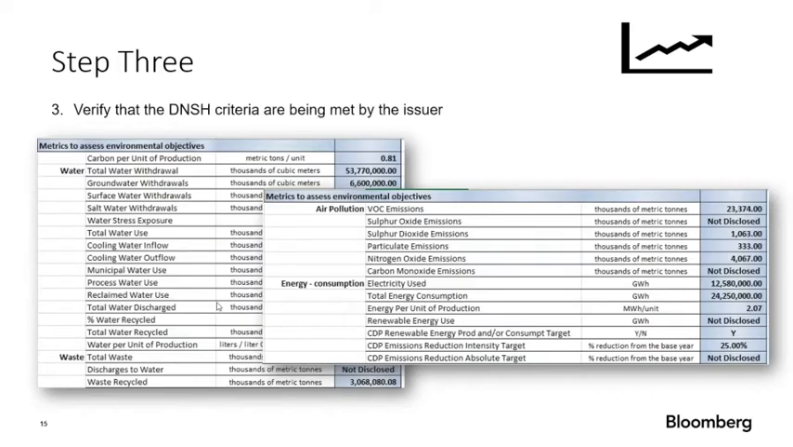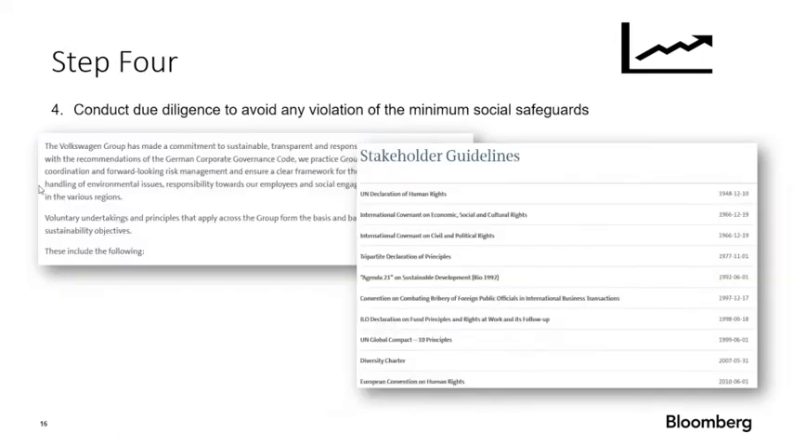The next step, so step 3, is a detailed assessment of the do no significant harm criteria. And this requires you to look at the other environmental objectives such as water use, waste management practices, and other pollutants in their manufacturing process. Step 4 relates to minimum social safeguards.